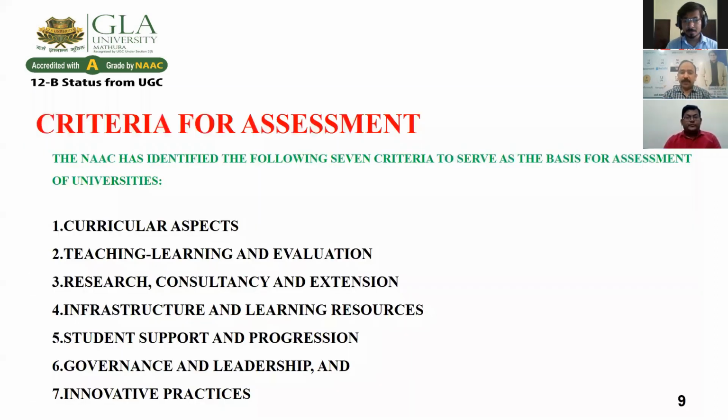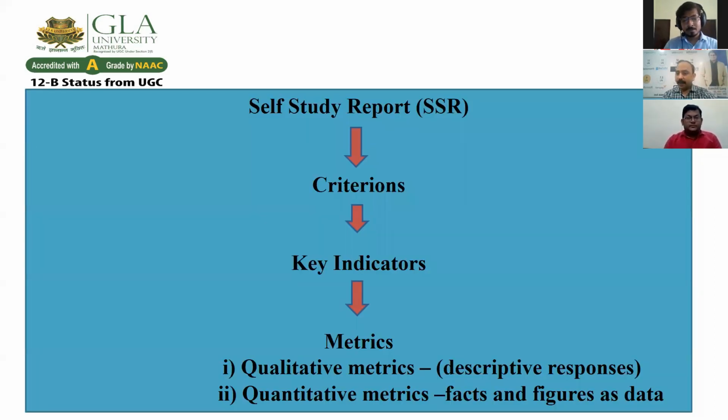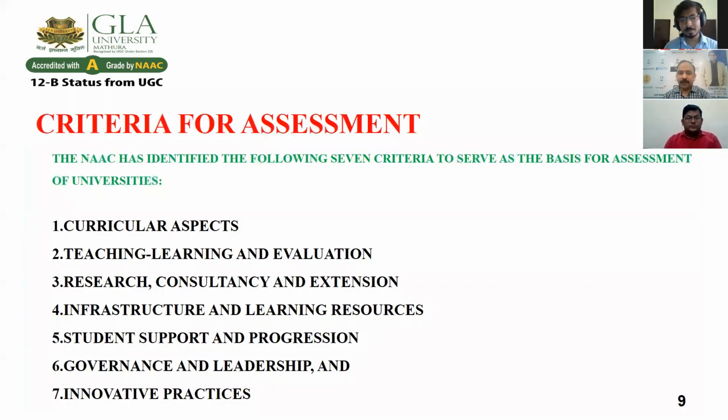The SSR contains criteria. There are a total of 7 criteria in the SSR. Criteria number 1 is the curricular aspect. Criteria number 2 is teaching, learning, and evaluation. Criteria number 3 is research, consultancy, and extension. Criteria number 4 is infrastructure and learning resources. Criteria number 5 is student support and progression. Number 6 is governance and leadership, and 7 is innovation and best practices.